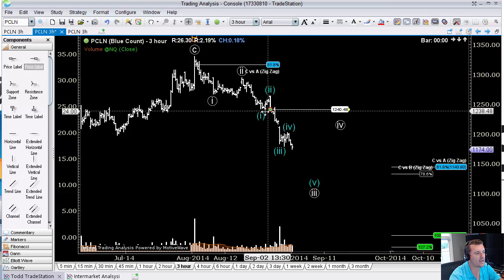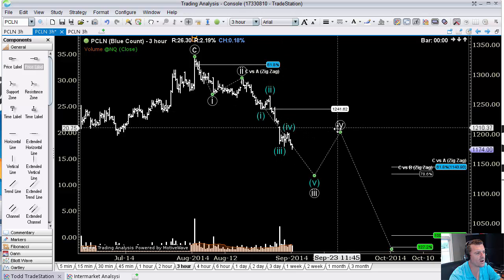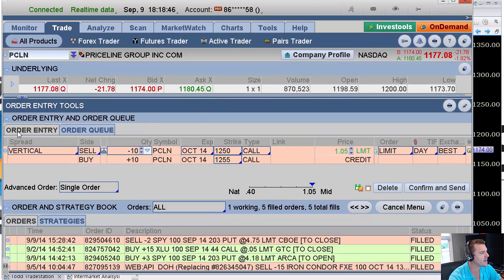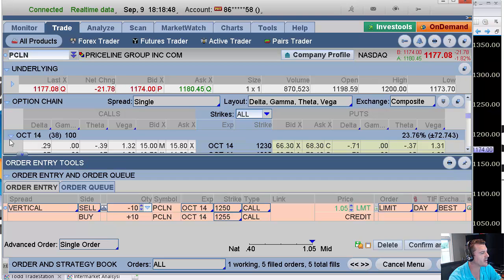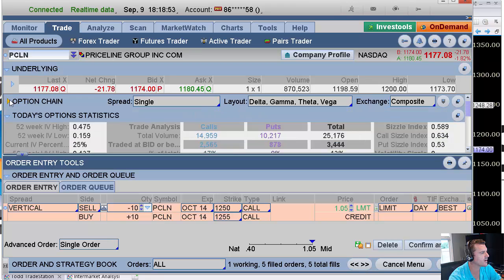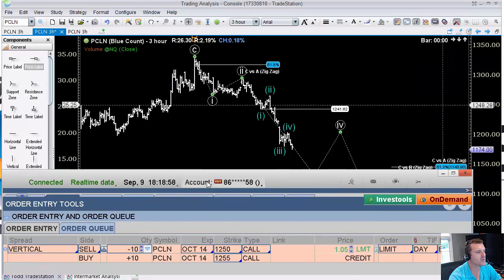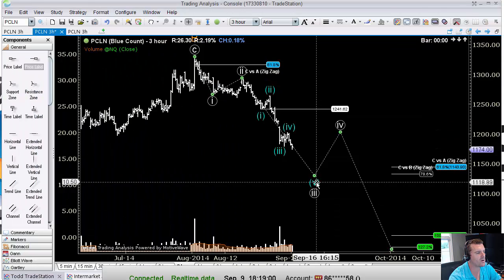All right, so I like doing the 1250, 1255 call spread. You get about $1, which is not great. I'd like to get a little bit more, but I think that's a pretty safe trade to put on. We'll look to manage that a little bit later through the expiration. Let me just look at implied volatility here for this guy real quick. Option chain. IV percentile is 25%, not great, but not bad. Okay, so that's the trade we're going to be looking to set up there for tomorrow.